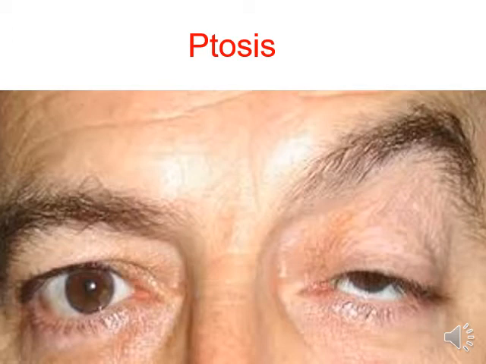Normally, the upper eyelid covers 1/6 of the cornea, which is about 2 millimeters, as we see in the right eye of this patient. But look to the left eye. The upper eyelid covers more than half of the cornea. This is ptotic upper eyelids.